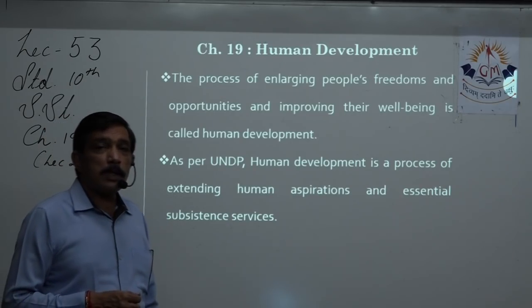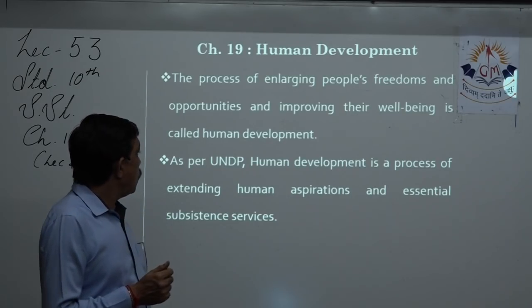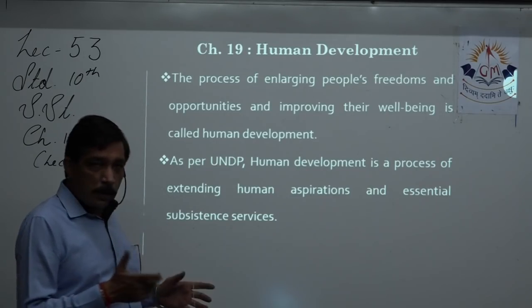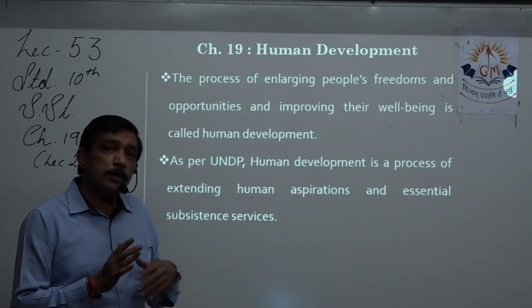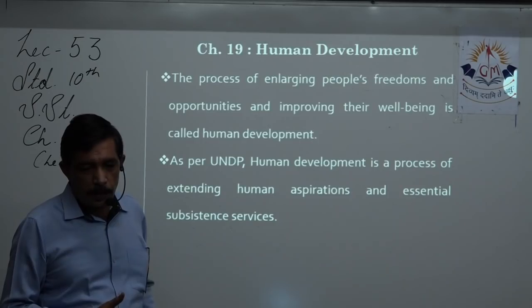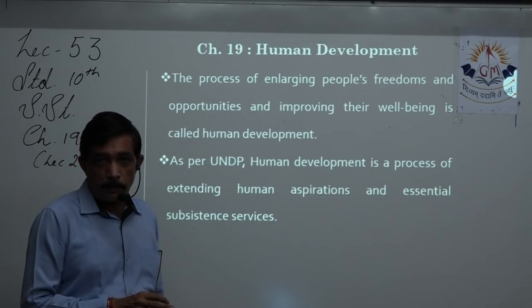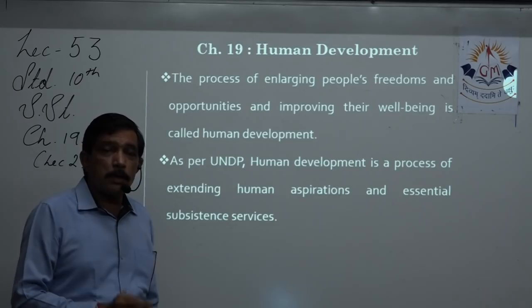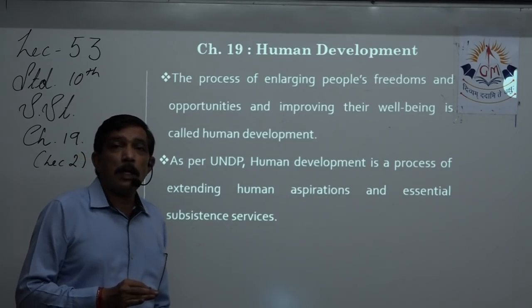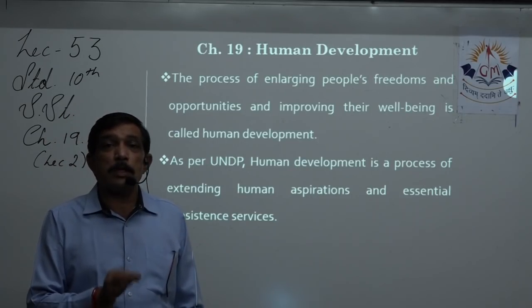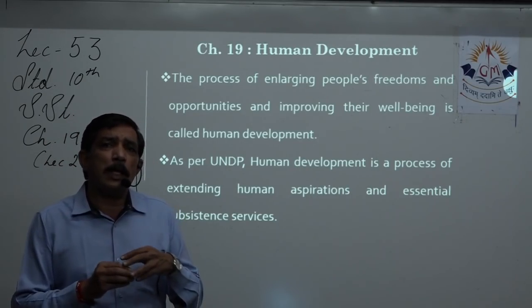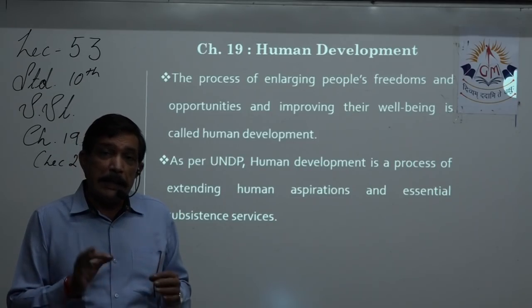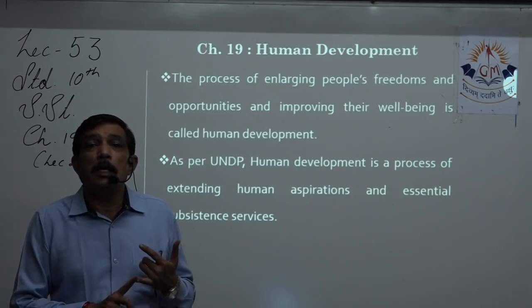As per UNDP, UNDP stands for United Nations Development Program. And according to UNDP, human development is a process of, again the same things, extending human aspirations. Aspirations, your dreams, wishes, what you want to do, that is aspiration. And essential subsistence services, to give to each and everyone, irrespective of their economic status, educational status, their mother tongue, their gender, in which state they live, or belonging to any caste, creed, religion, etc. Irrespective of that, each and every person should be getting their basic facilities.